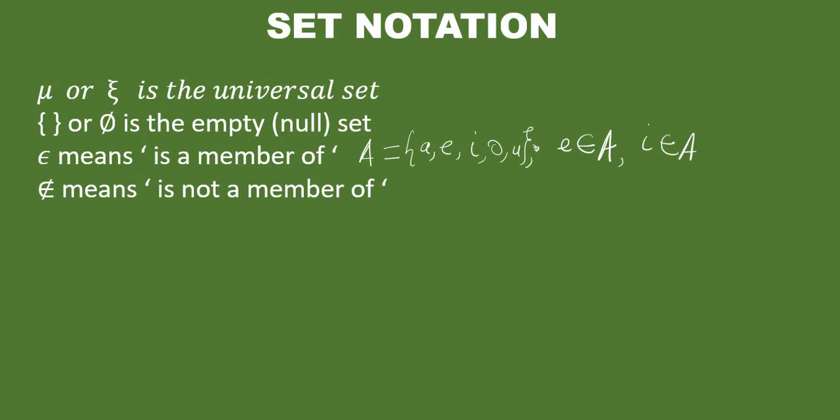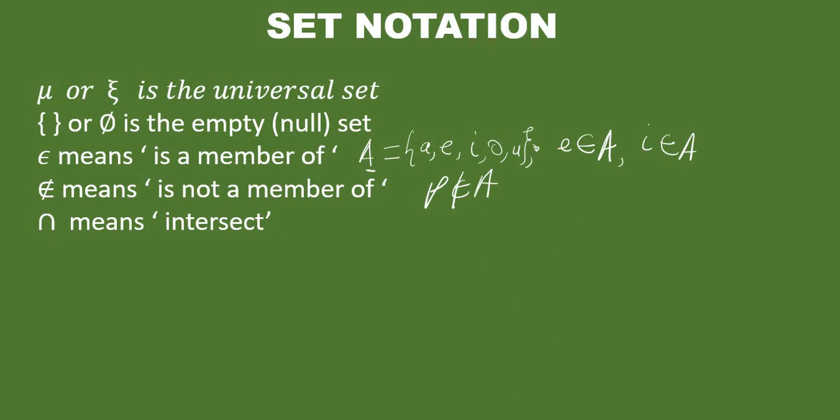When it is not, you just cross it. So still using this A that we have here, I can say that P is not a member of A. So I'll have it crossed. Okay, so that's it.